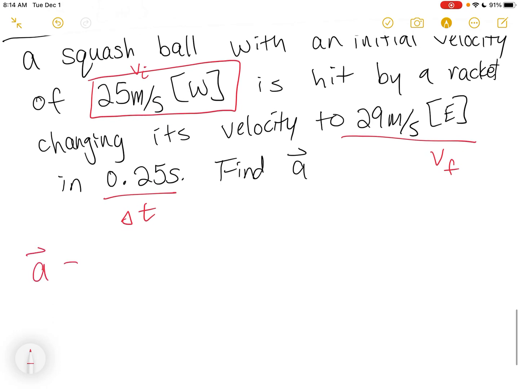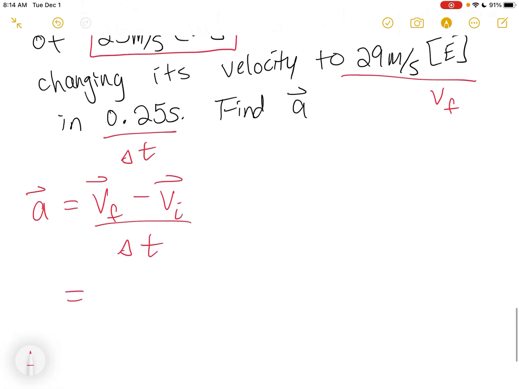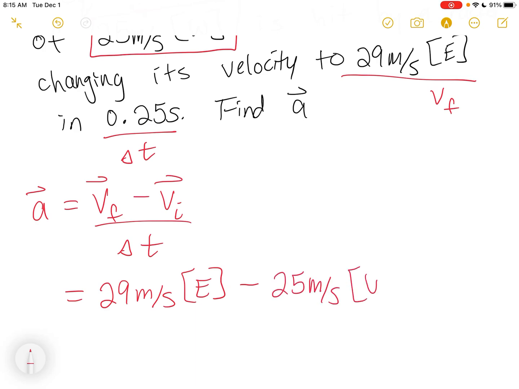So we're using our formula for acceleration. It's VF minus VI over delta t. So to calculate our acceleration, we're going to use our VF, which is 29 meters per second to the east. And then we're going to have to subtract our VI, which is 25 meters per second to the west. And we're, of course, going to divide by our time of 0.25 seconds.